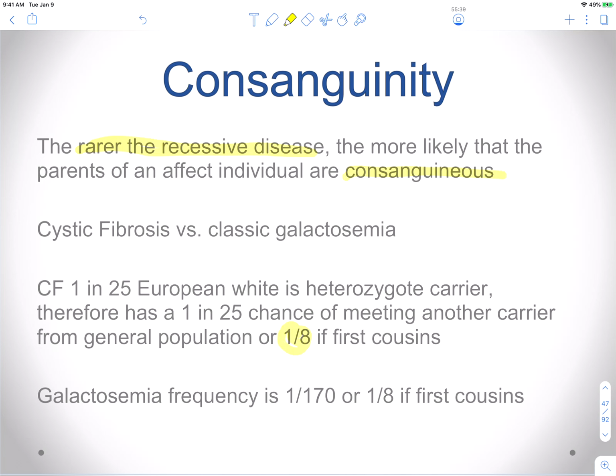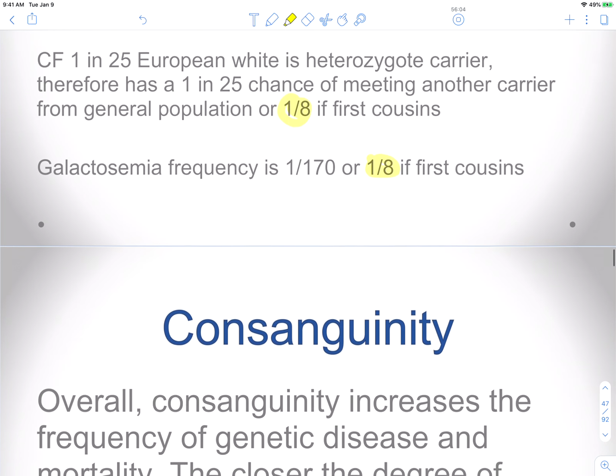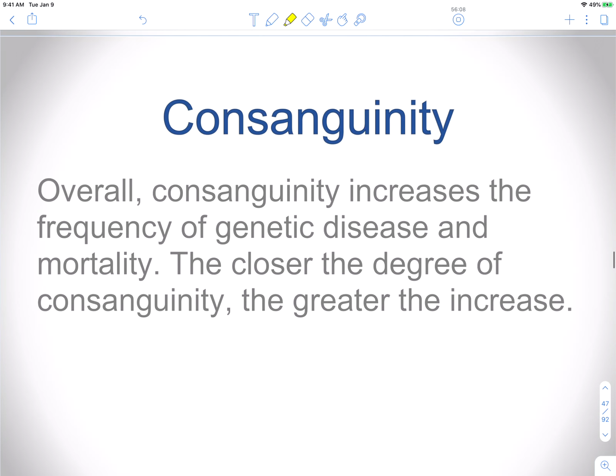This drops to 1 in 8 if you are intermarrying first cousins. So remember, first cousins is that fourth degree of relatedness. Galactosemia frequency is 1 in 170, or 1 in 8 if they are first cousins. So the probability of bringing recessive traits together through consanguinity increases greatly rather than marrying out into the population. So consanguinity overall is going to increase the frequency of genetic diseases. The closer the degree, the greater the increase.